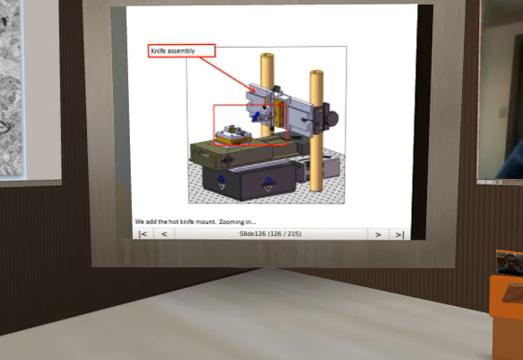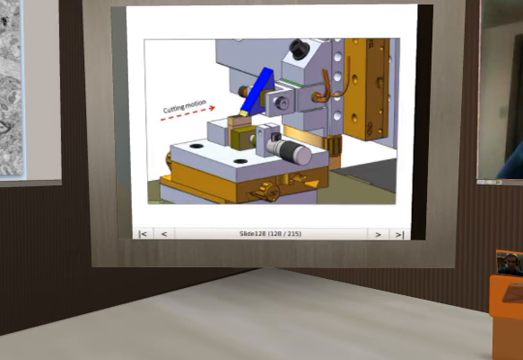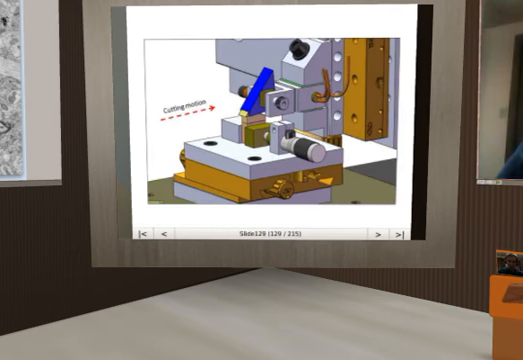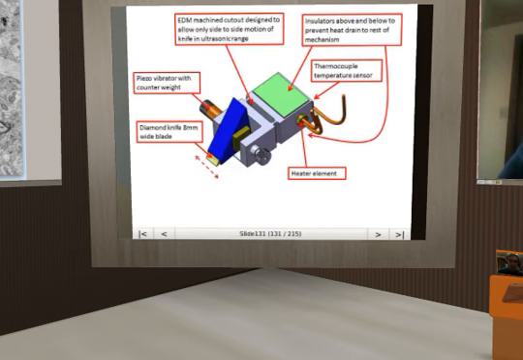We add the hot knife mount, and zooming in on this, we can see how the linear stage moves the mouse brain past the hot knife for sectioning. This is a diamond knife that would be heated. The knife assembly is designed to be very similar to the ultrasonic setup that I currently use for the experiments that I just showed you.